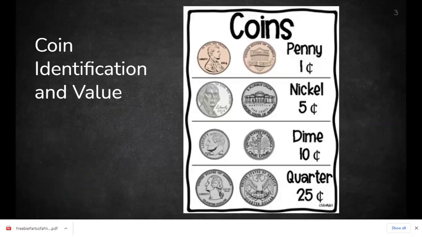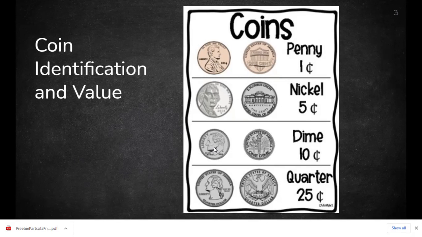So, we're going to begin with our coin identification and value. Who can tell me what this first coin is? Right, it's a penny and it's worth 1 cent. The value is 1 cent. Now, if we go below, this is a nickel. I want you to pay close attention to how the front and back look. A nickel has the value of 5 cents. And even when you look on the back of the nickel, it says that it's 5 cents.